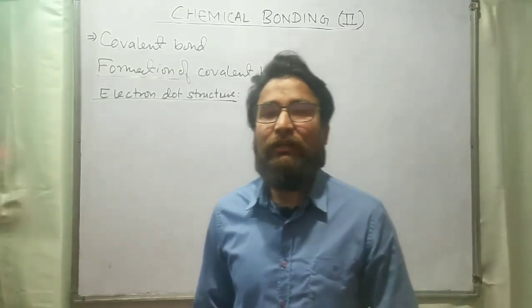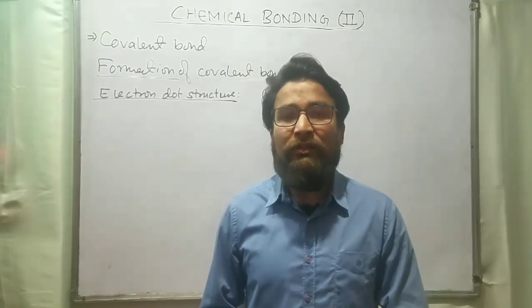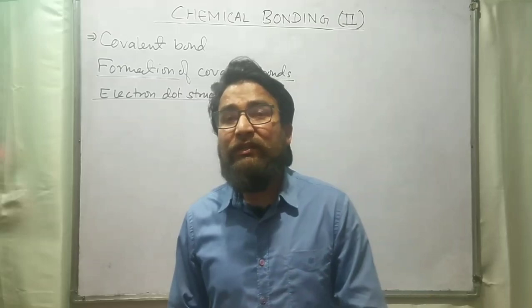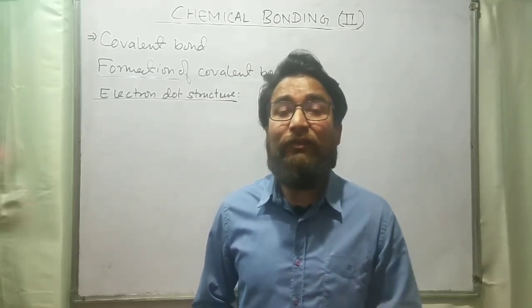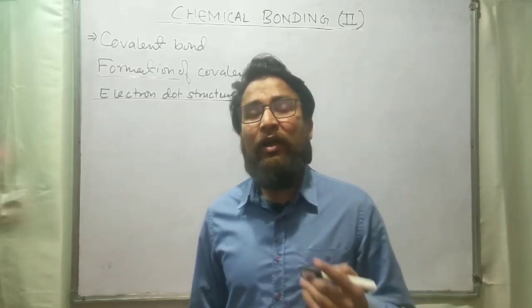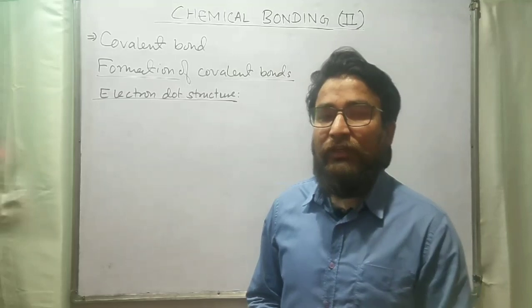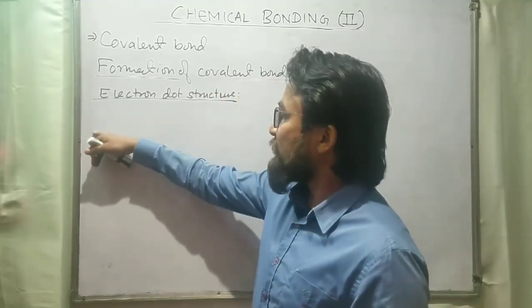Now the question is, what is the electron dot structure? Electron dot structure is the representation of an atom along with its valence electrons. And what are the valence electrons? The electrons present in the outermost shell of an atom are known as valence electrons. So how do we represent electron dot structure?